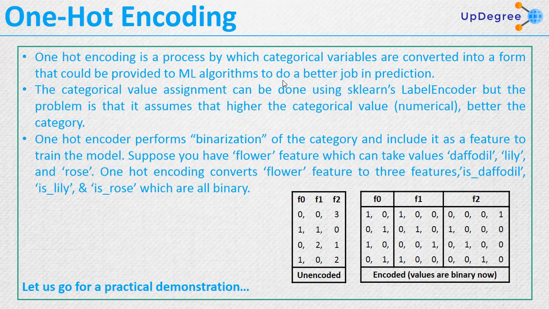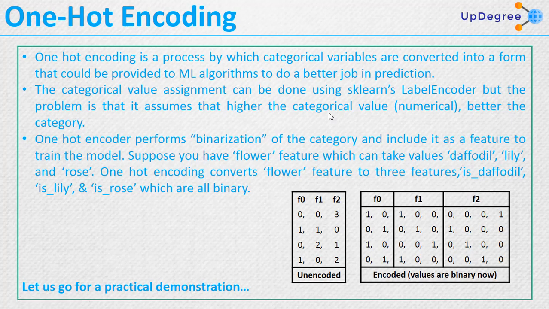And this applies when we are working with a sequence classification problem and plan on using deep learning methods such as, say, long short term memory recurrent neural networks, and so on. So this is the basic theme behind this particular conversion, that is one hot encoding. The categorical value assignment can be done using sklearn's label encoder, but the problem is that it assumes that the higher the categorical value, that is the numerical, the better will be the respective categorical representation.